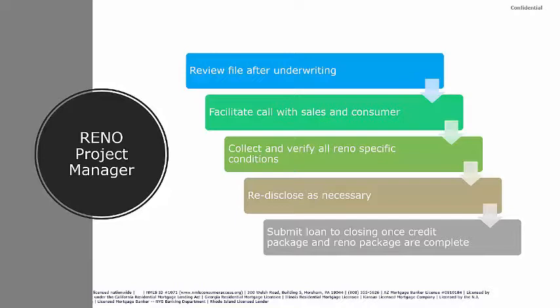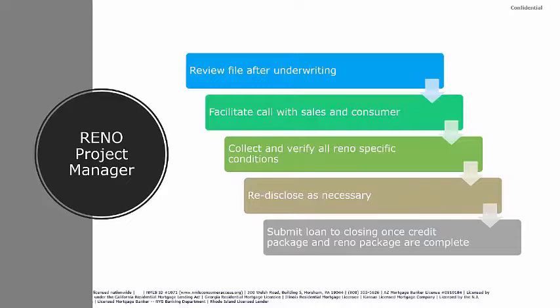We have a skinny list of documents we need to make a credit decision. You send it to your wholesale op center. They will scrub it and get back to you if it's not right. If it's right, they'll release it to us. We will underwrite it. Once it's underwritten, then the project manager will set up a call first with you and your ops, your processor, to talk about the loan and the process and what's going to happen. And then they will talk to the consumer and basically guide the consumer to produce the documentation they need to complete the reno package.